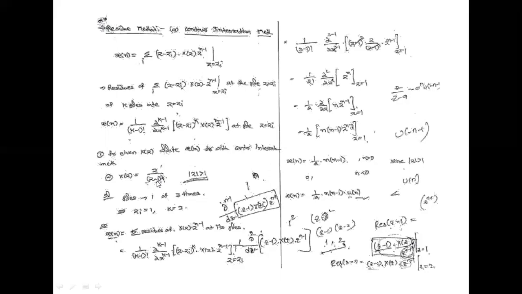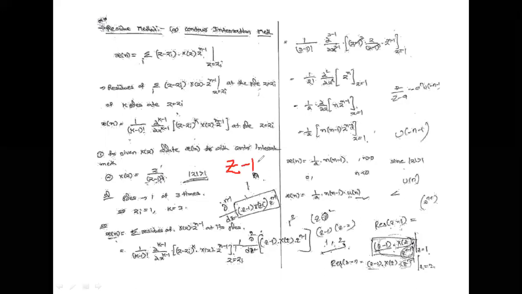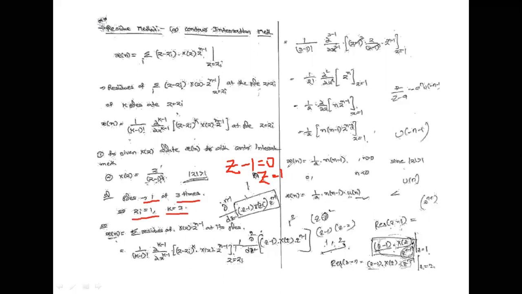The pole is 1, because z minus 1 is equal to 0, so z is equal to 1. That is a pole, and here there is a power. The power value is cube, which means the pole occurs 3 times. The pole is 1 and it occurs 3 times because of the cube. Therefore zi is equal to 1 and k is equal to 3.